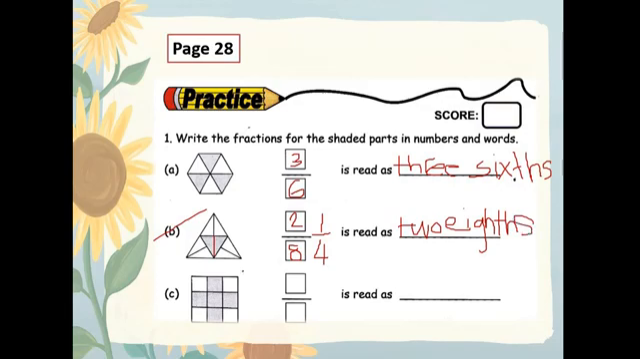And then on letter C, the answer is 1, 2, 3, 4, 5. 5 for the numerator and 3, 6, 9. 9 for the denominator. We read it as 5 ninths. If you are correct, check your answer and then write your score inside the score box. If you got 3, write 3 over 3.